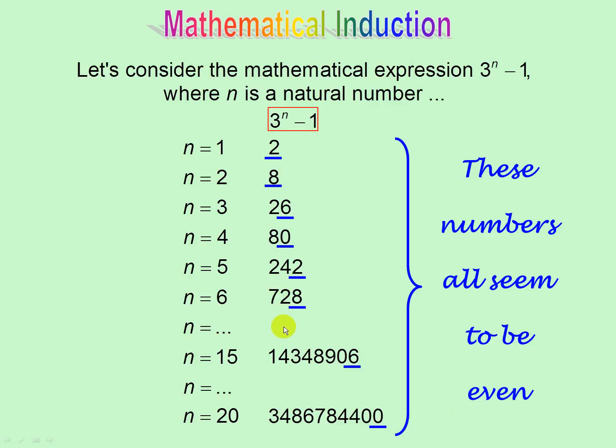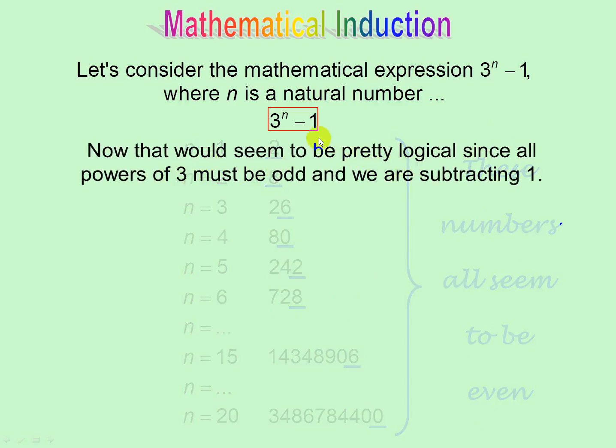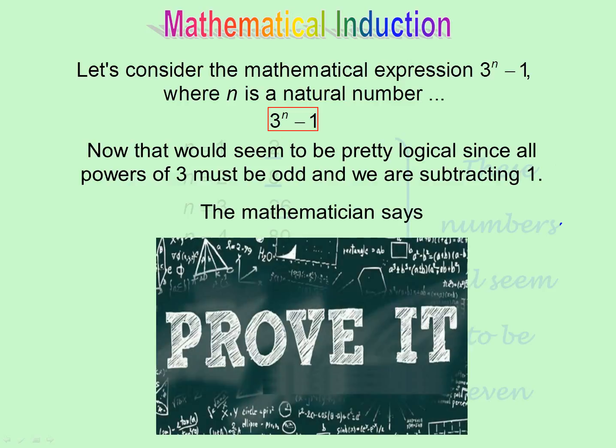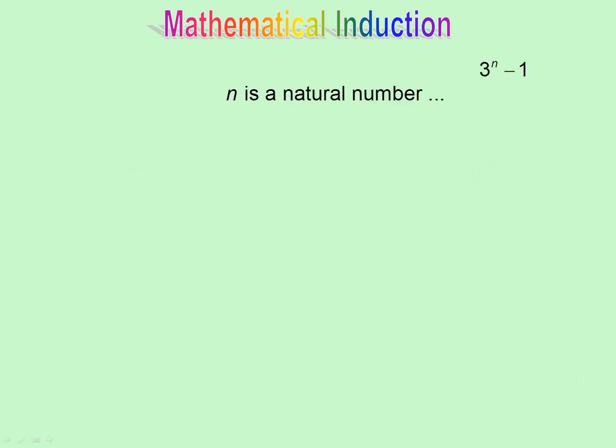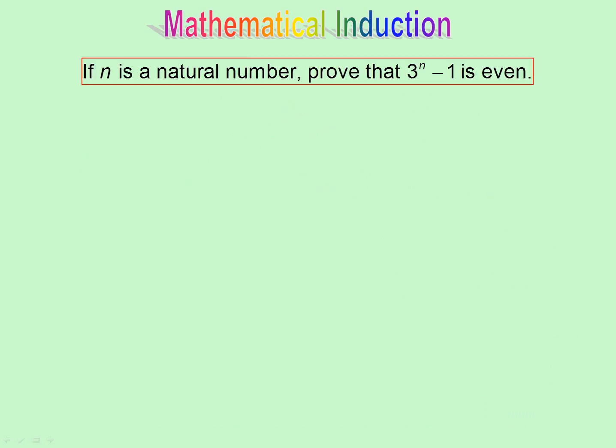Mathematicians won't accept that. They say you've got to prove it rigorously. Well, yes, it's logical. Have a look. 3 to the n, so any odd number raised to a power will give you an odd number. And we're subtracting 1. And when you subtract 1 from an odd, you'll get an even. Aha. But I'm afraid Professor Maths says, oh no, prove it. Well, let's go about proving it.